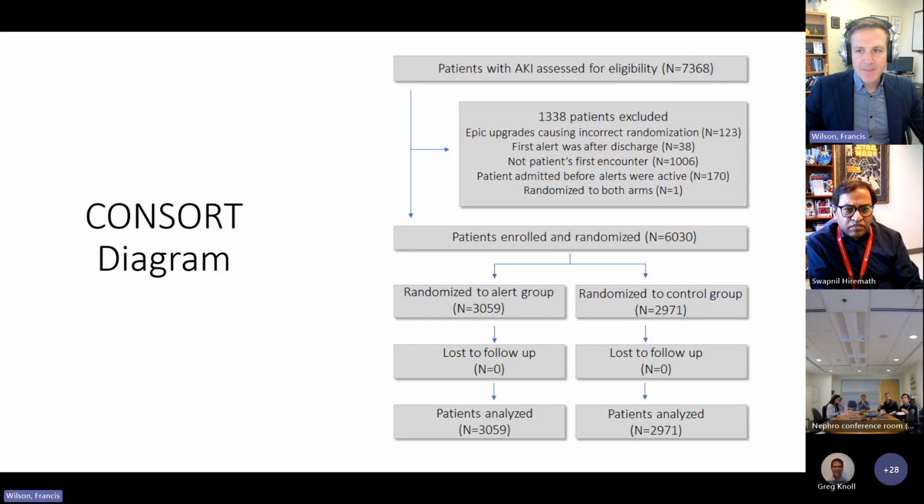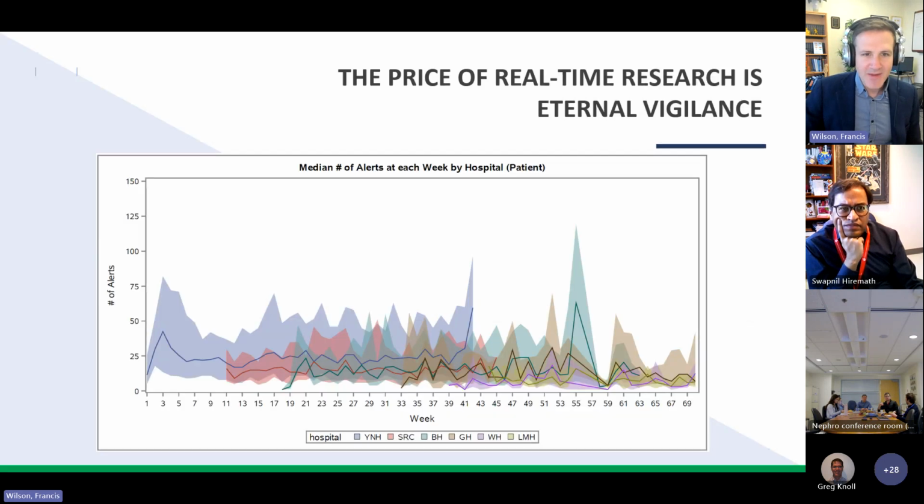We enrolled 6,000 people over about a year and a half in this study. You can see roughly 3,000 in the alert and control group. There's no loss to follow-up because all the outcomes were assessed on the inpatient side. So we have that advantage. But before I give you the results, I'll just show you sort of how we manage this. This is a little how the sausage gets made of how we manage these studies on the back end.